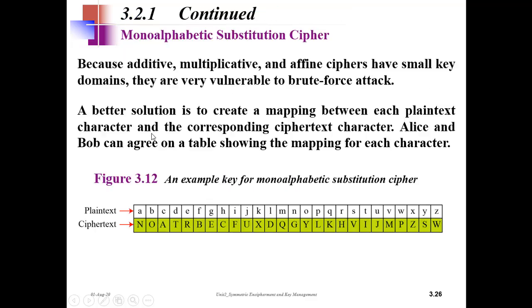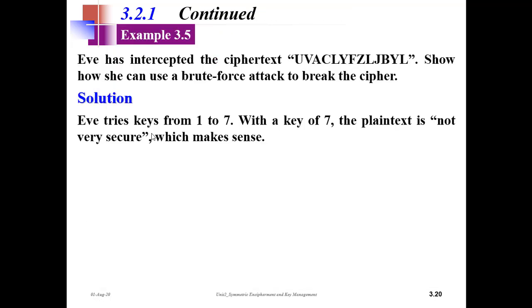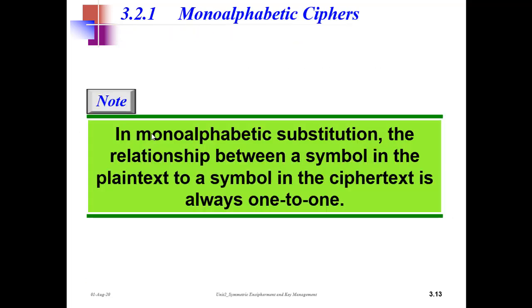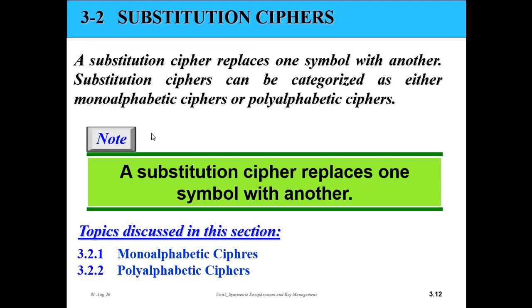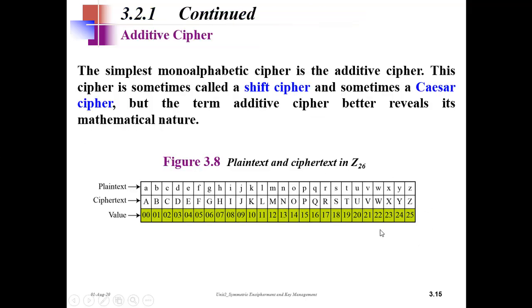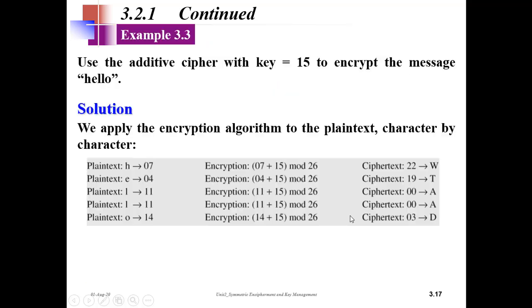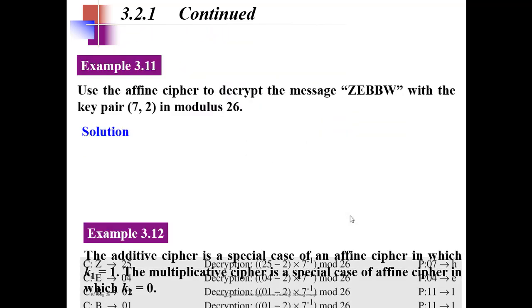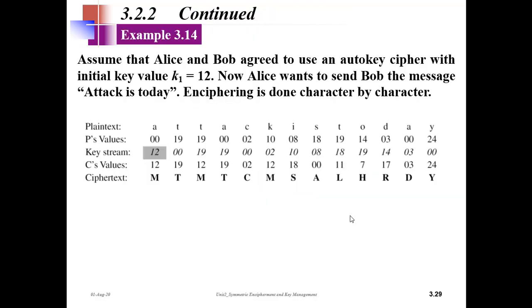We again use that slide. Attack is today, right? So A is 0, T is 19, T is 19, A is 0. If A is 0, B is 1, C is 2, and so on. Then the key stream. So the initial key is what?